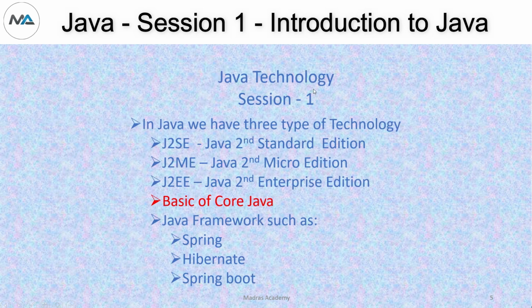Next, Java technology. So what are the Java technologies we are having? We have three types of technology. One is Java Second Standard Edition, that is J2SE. Using this, we can create Windows-based applications. For example, we have a calculator in our system, right? That opens in a window format only. So that kind of application we can create here using J2SE.